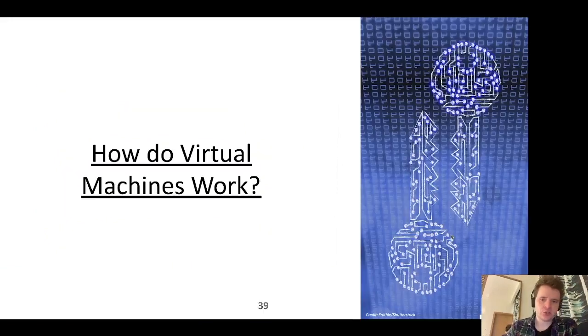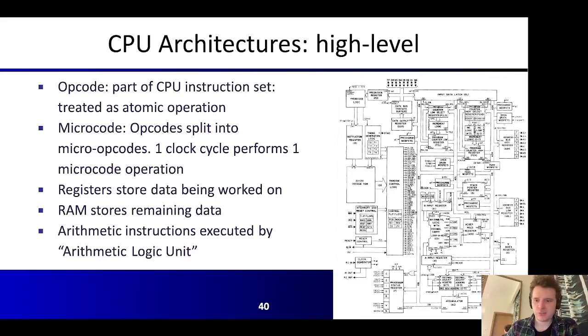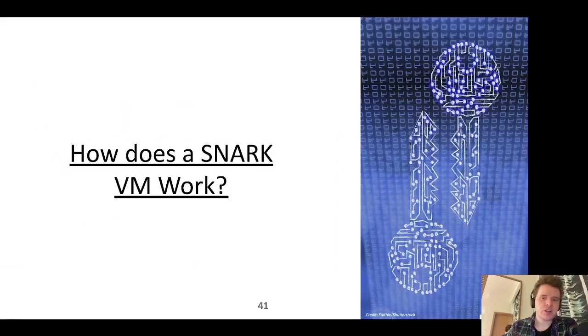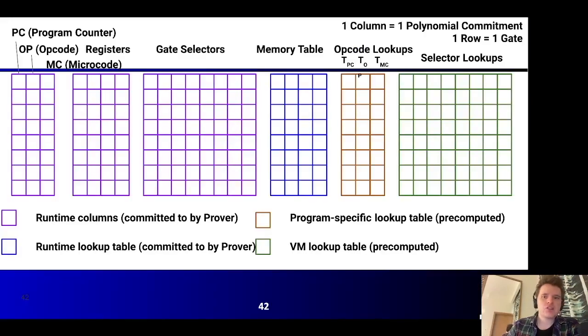In a CPU architecture, your data is stored in registers. So for the 6502, you just have two registers, really, the X and the Y register. Any remaining data that your program needs to access is going to be offloaded to some random access memory, which is not part of the CPU itself. And arithmetic instructions are processed by an arithmetic logic unit. The reason why I bring this up is because writing SNARK VMs is quite similar.